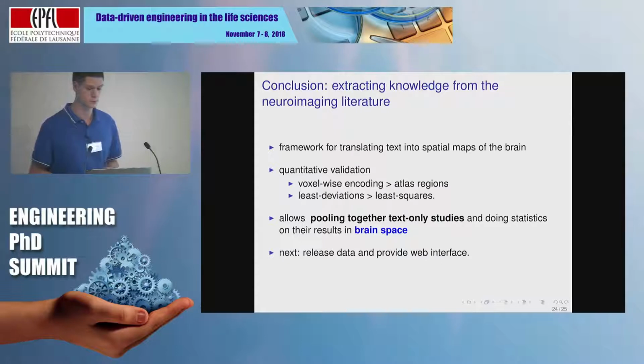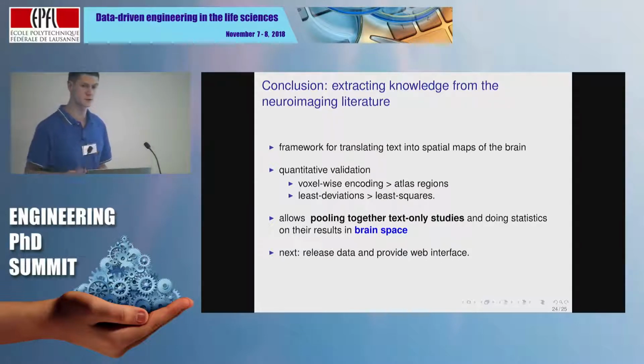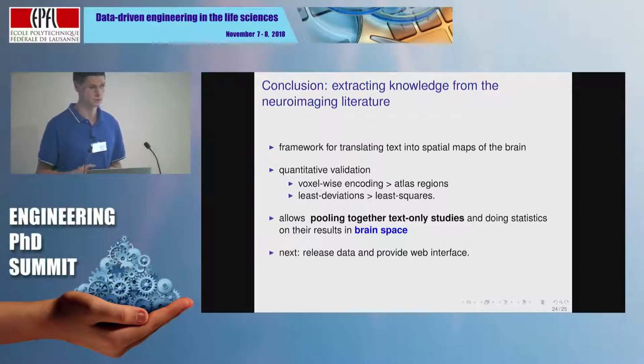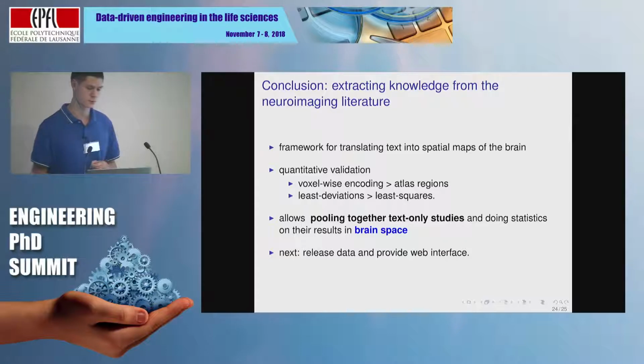So to sum up, we have put together a framework for translating text about neuroimaging to spatial densities over the brain. We have checked quantitatively that this enables us to make predictions on left-out data, and this has helped us to make choices about the models we use.